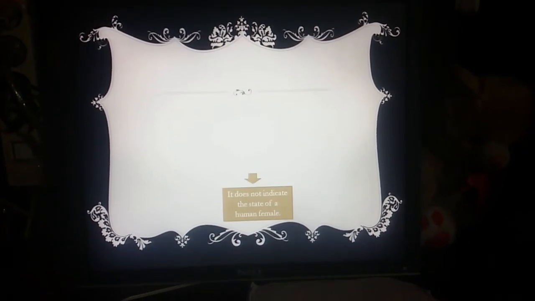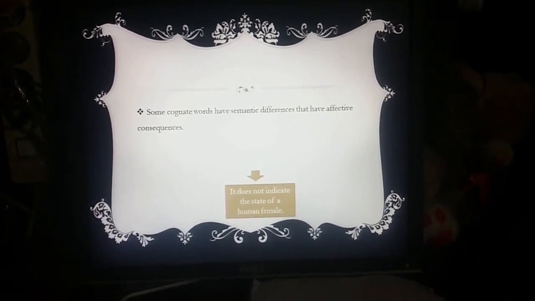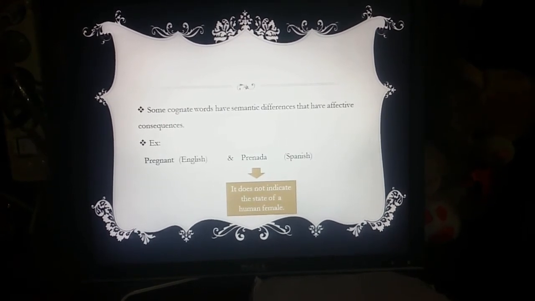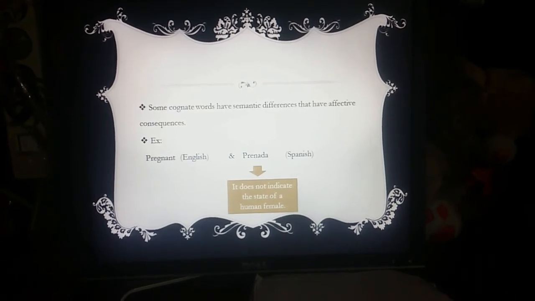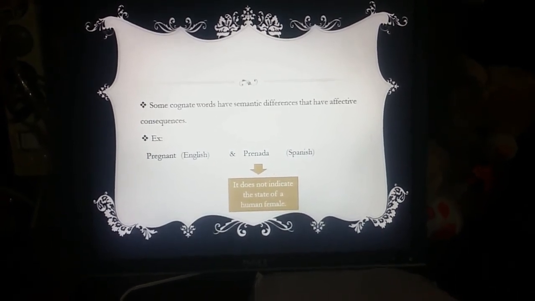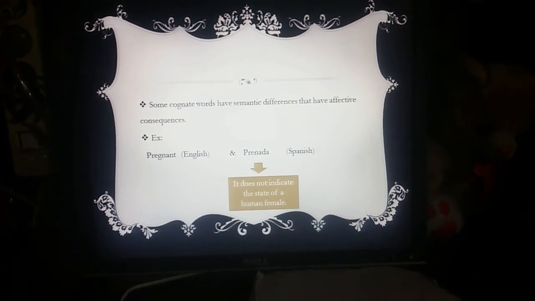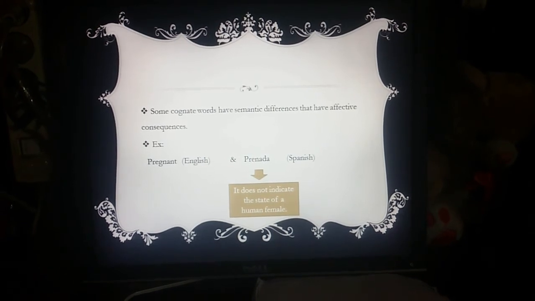And then the chapter gives us an example that some cognate words have semantic differences that have affective consequences. For example, the word pregnant in English and the word preñada in Spanish. These two words are similar in shape and form. However, the word preñada in Spanish doesn't indicate the state of a human female, so it can't be an appropriate translation for the word pregnant in English.